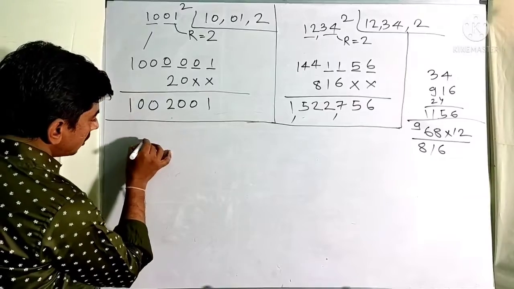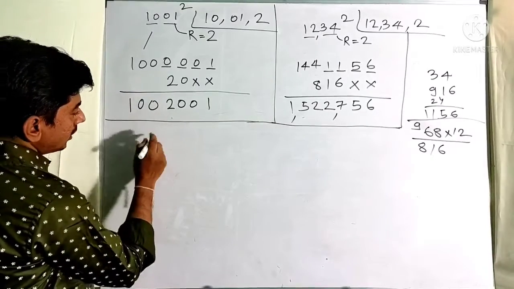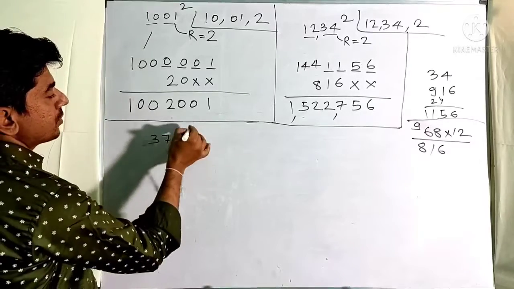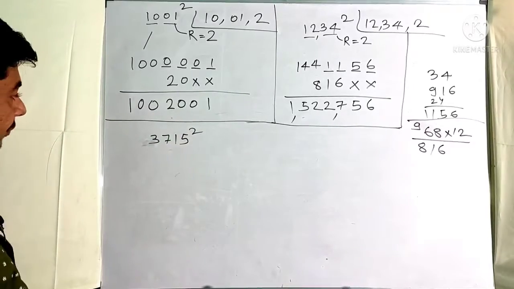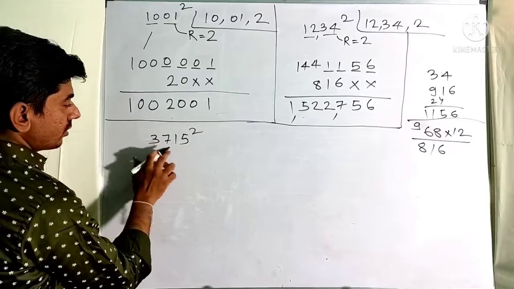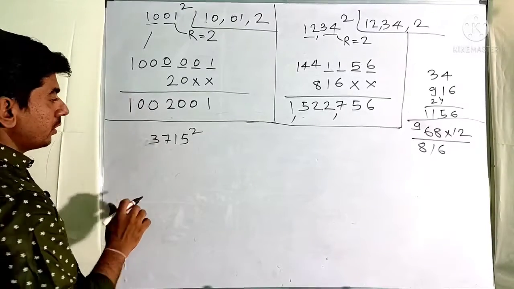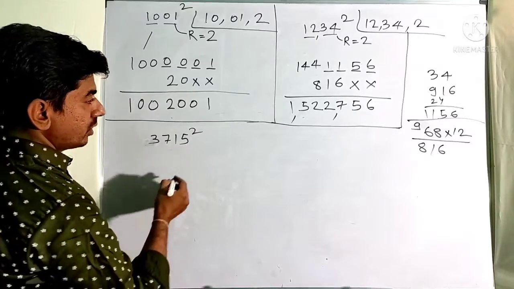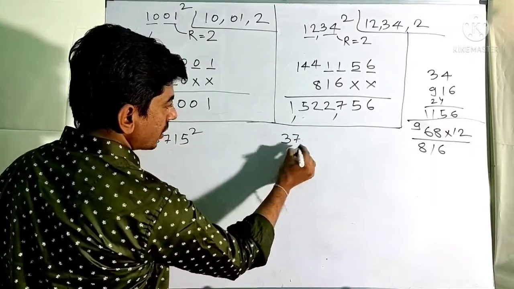Now let us start with the digit 3. 3 7 1 5 square. Okay, you should calculate 37 square. 15 square, you know the square of 15 as 225. Let's find out the square of 37.